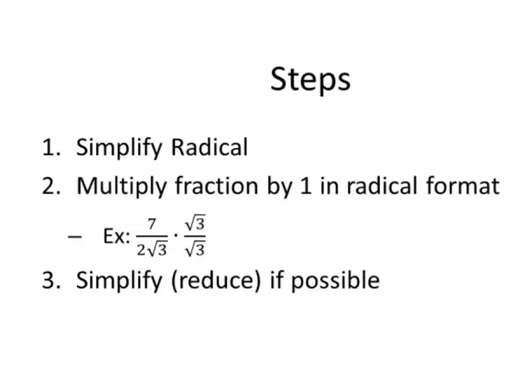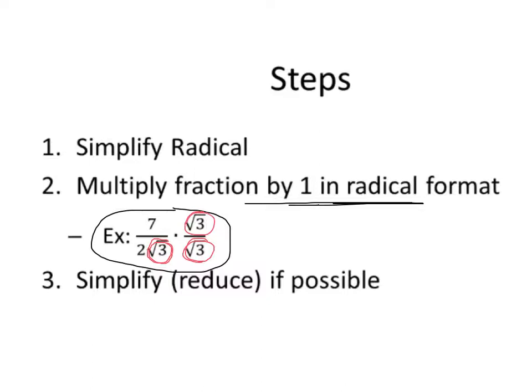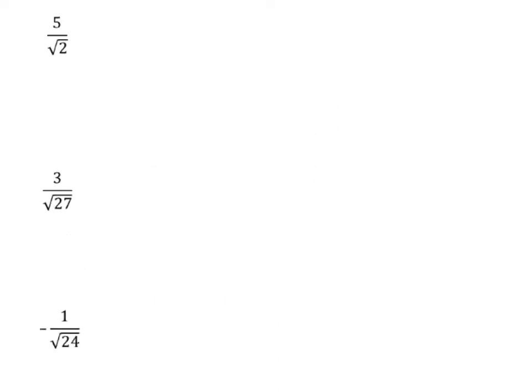Make sure to note here in this example, I'm just looking at the radical when I'm multiplying by a fraction by 1 in radical format. So when I look at my fraction, I have square root of 3 in the bottom, so that's what I have to multiply on top and bottom to be able to multiply by 1. Make sure to pause the video and write this down if you need to.